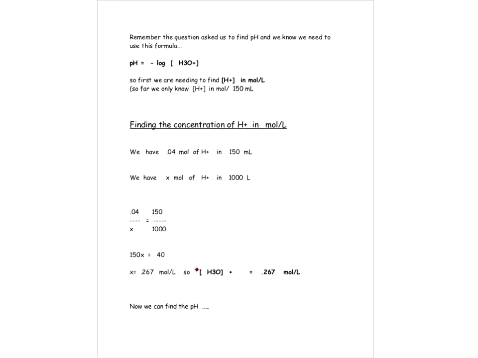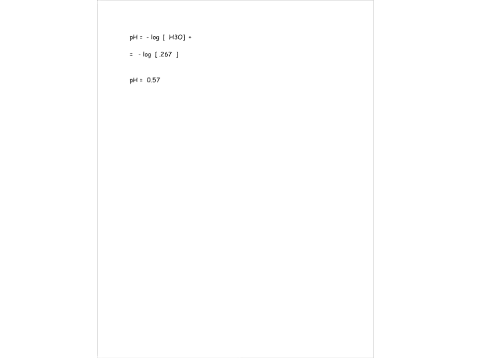So now that we've got that concentration in moles per liter, we can find pH, because our formula for pH involves the concentration of this in moles per liter, right? So let's go to that. All we do is we say pH equals minus the log of this here. We plug in the value that we got, and we get this for pH.